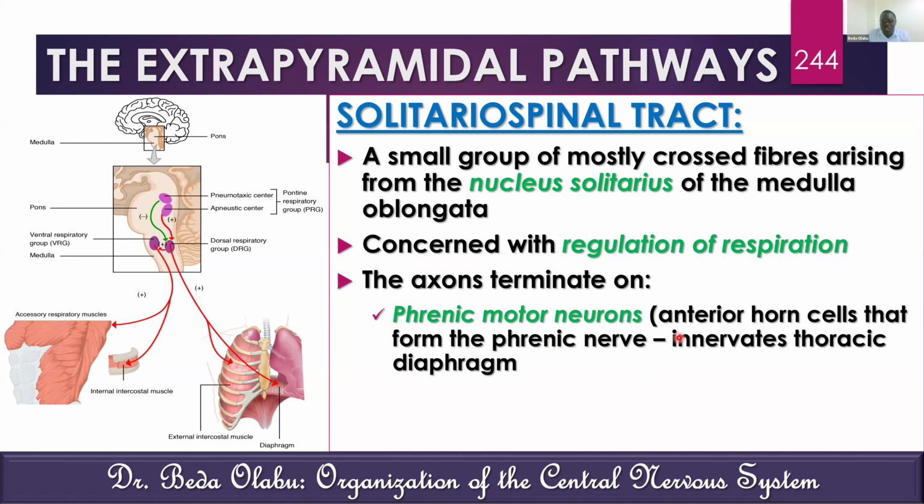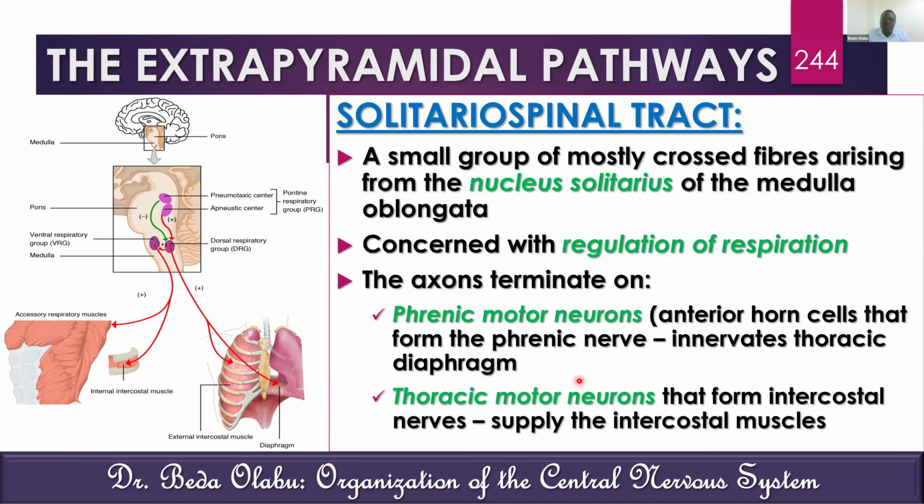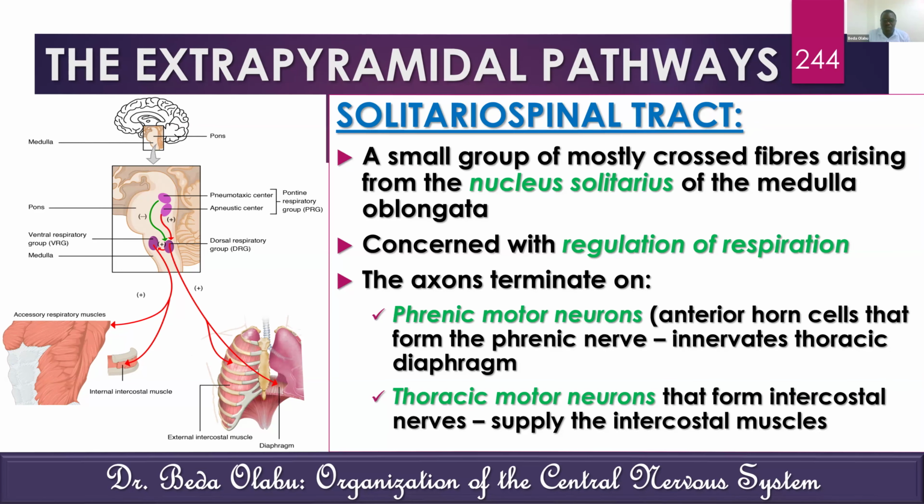This is towards innervation of the thoracic diaphragm that is important for breathing. But we also have intercostal muscles which are innervated by intercostal nerves that arise from the thoracic segment of the cord. So some fibers from the solitary nucleus will terminate into the anterior horn cells that give rise to intercostal nerves that supply intercostal muscles. So that is solitary-spinal tract, important for respiration specifically.